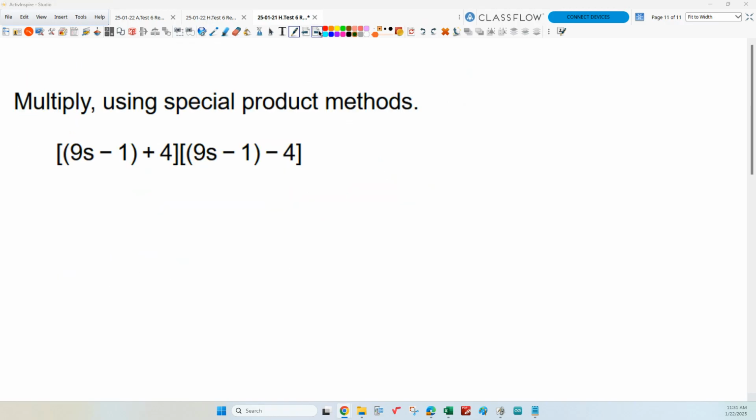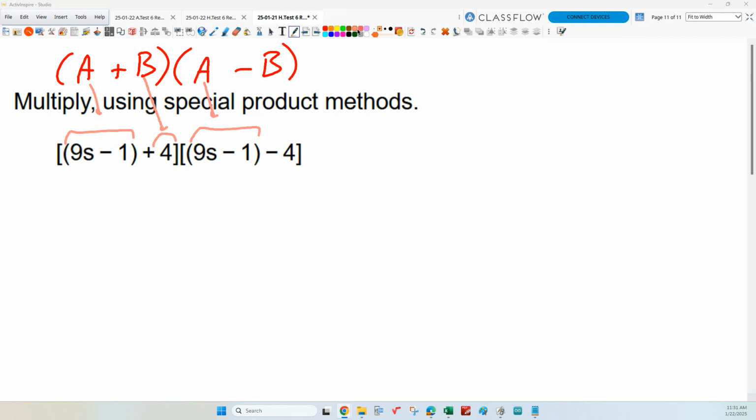What about that guy? Okay, what's the first pattern we see? A plus b times a minus b. Okay, good. So now with that pattern, a plus b times a minus b. What's my a? Ah, good, the whole thing, right? So a is that whole quantity, 9s minus 1. What's b? 4, yep. What is that pattern?